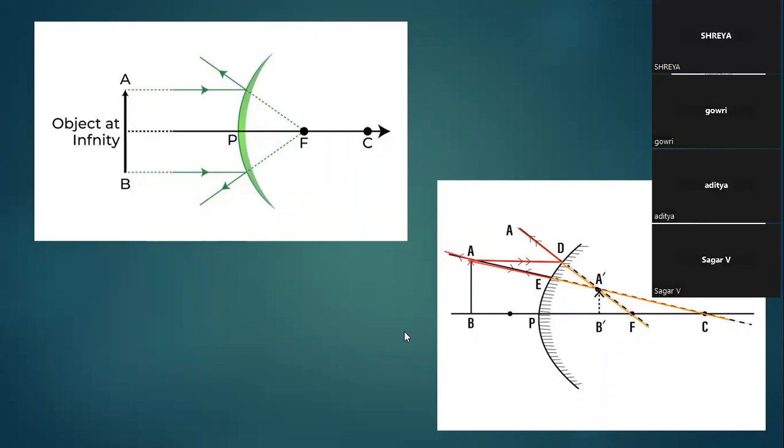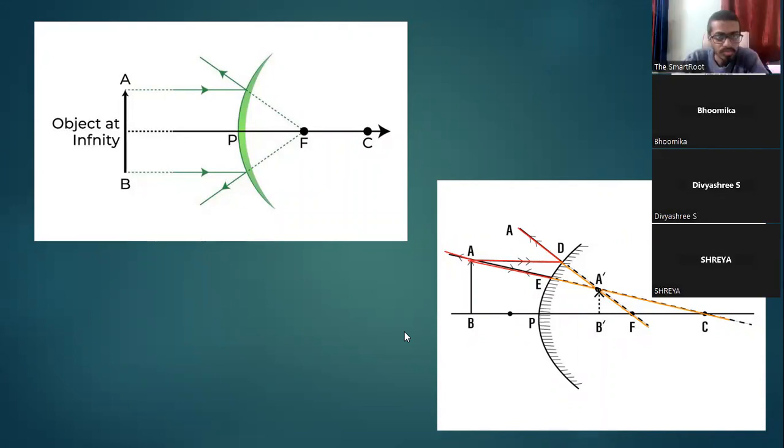This is where I'm getting the image. Okay. So this is about the convex mirror. So let us look at the different cases and see.